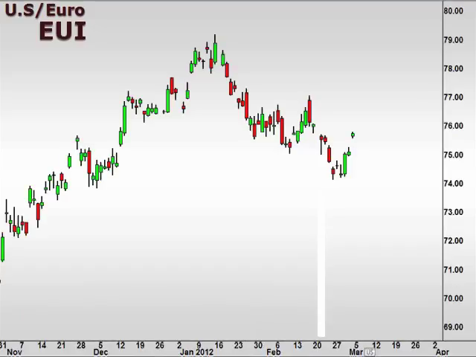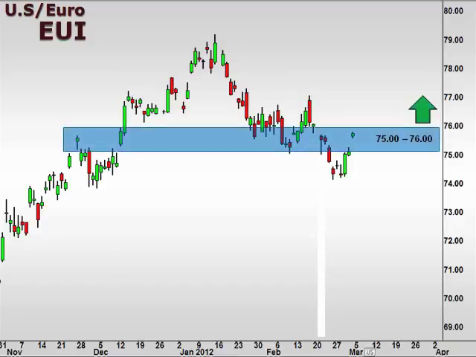Let's take a look at the EUI, the US dollar versus the euro. The EUI appears to have broken a short-term downtrend, and a break above the 75.76 focal zone should signal a tradable move to the upside.